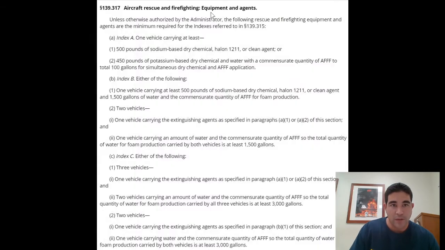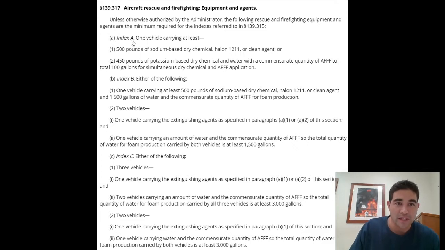Okay, going on to the next now is FAR 139 317. That's your equipment and agents, and you can memorize these main points too. 315 was index, 317 equipment and agents. So now it's saying we know what index we are. Now, what kind of agents and vehicles do we need to protect these types of aircraft in these indexes?